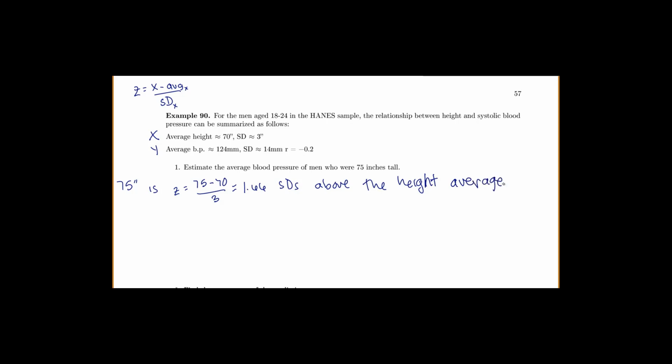But we can't just go 1.66 standard deviations above the blood pressure average. Instead, we have to multiply that by our correlation. So r times z is negative 0.2 times 1.66, which is negative 0.33. So we need to be 0.33 standard deviations below the blood pressure average.